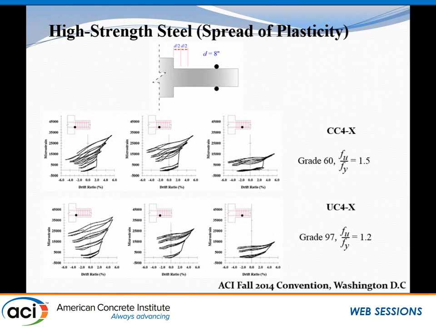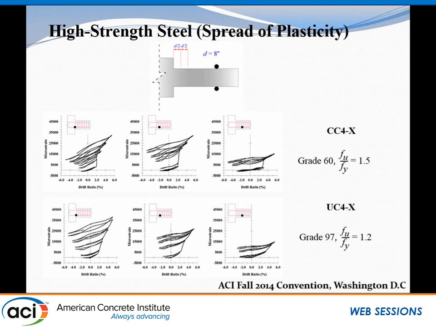Similar things can be observed in the second group of specimens. In the second group, the strain gauge at distance d away from the column face yields up to 3% drift. So it seems that all of the specimens we tested in this study spread the plasticity up to the distance d from the column face, regardless of the FU to FY ratio.